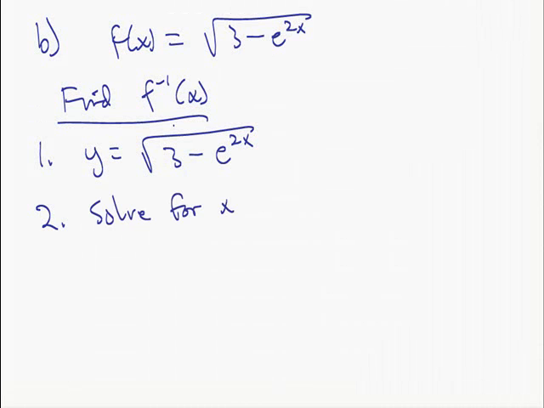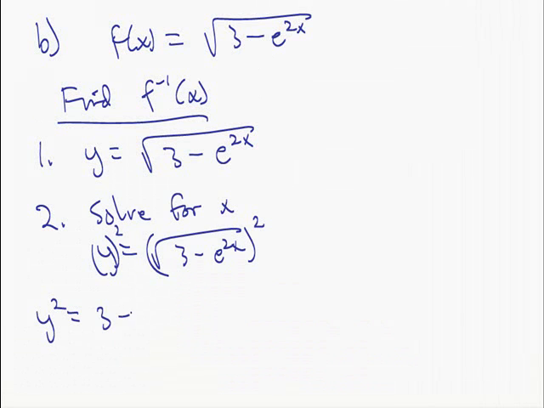Well, I need to get x by itself. The first thing I can do is get rid of that square root. So I have y is the square root of 3 minus e to the 2x. Let's get rid of that by squaring both sides. So y squared is equal to 3 minus e to the 2x. Okay, trying to get x by itself, so let's isolate that term that has x in it, that e to the 2x term. So we'll subtract 3 from both sides.